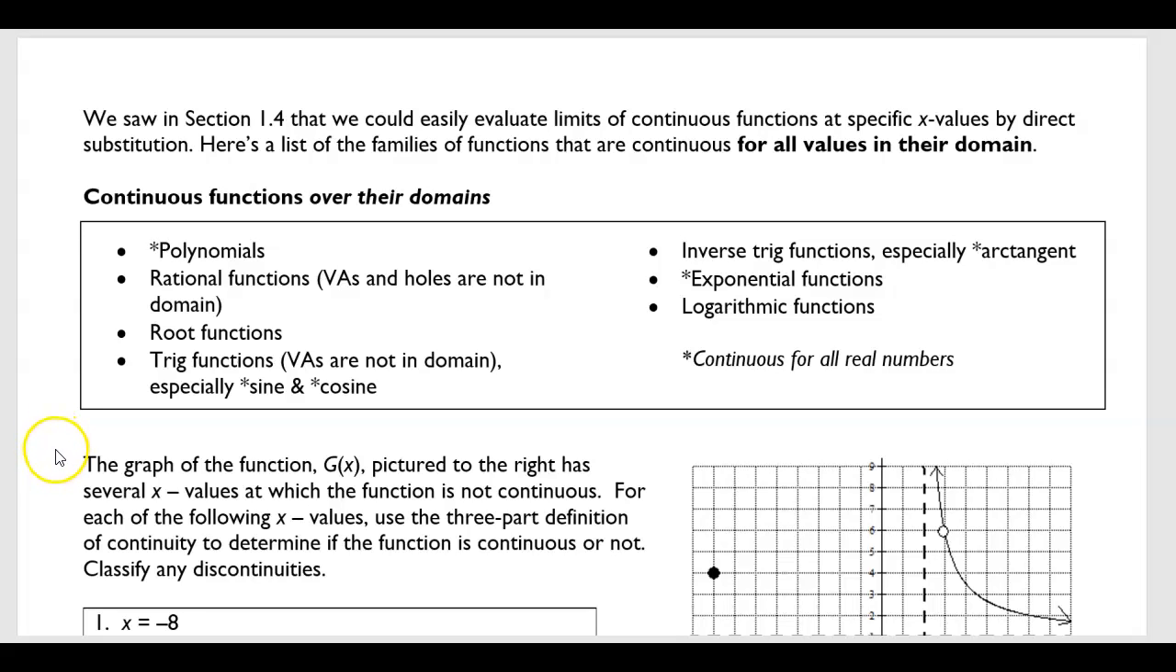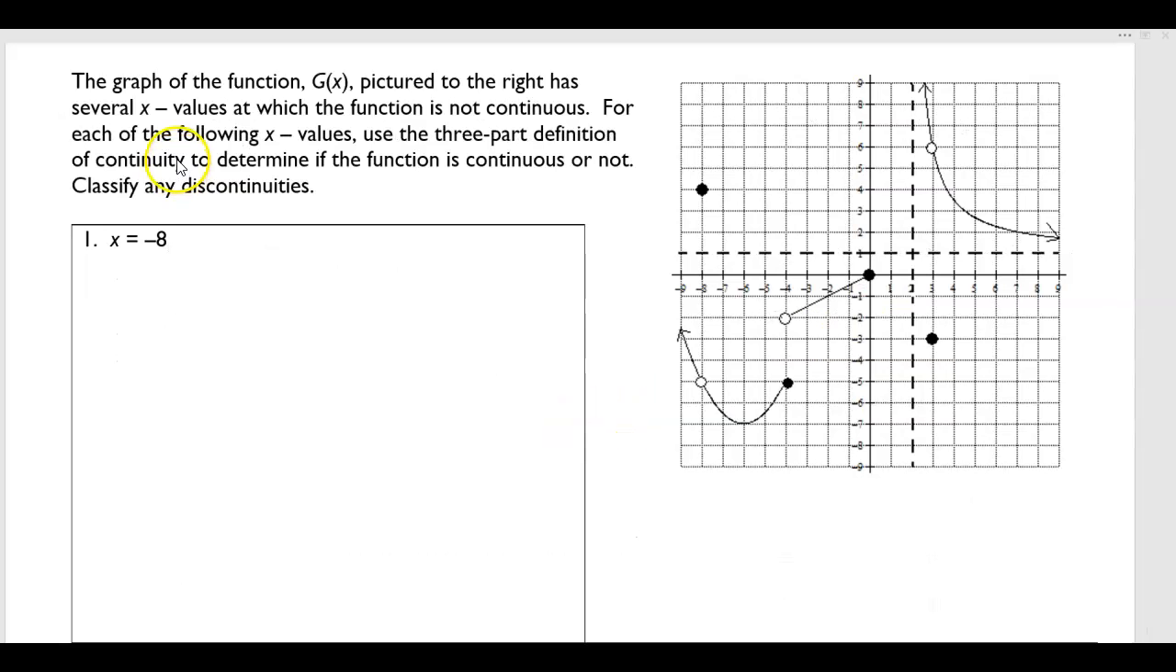So here's a list of functions that are continuous over their domains. So all polynomials are continuous. Rational functions are continuous over their domains, so everywhere besides where they have vertical asymptotes and holes. Root functions, trig functions, except again vertical asymptotes. Sine and cosine are continuous everywhere. That's going to be important for us in calculus. Inverse trig functions, especially arctan or inverse tan. Exponential functions are continuous everywhere, and logarithmic functions are continuous on their domains.